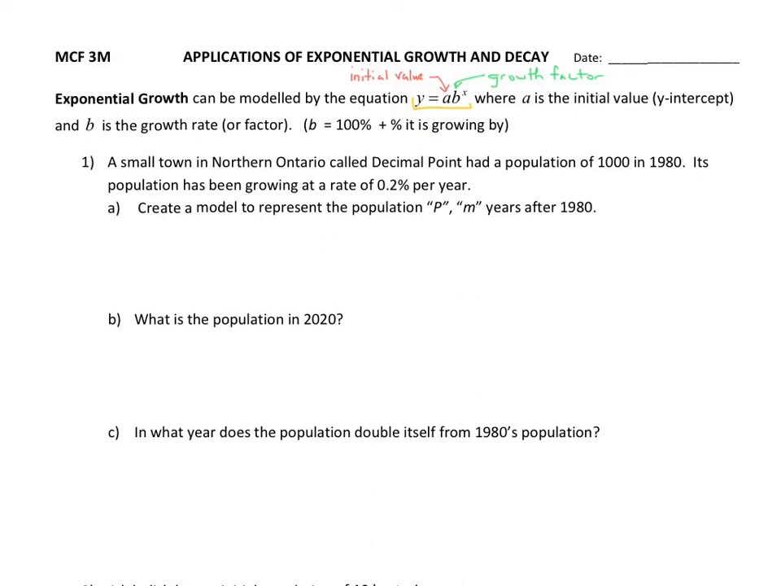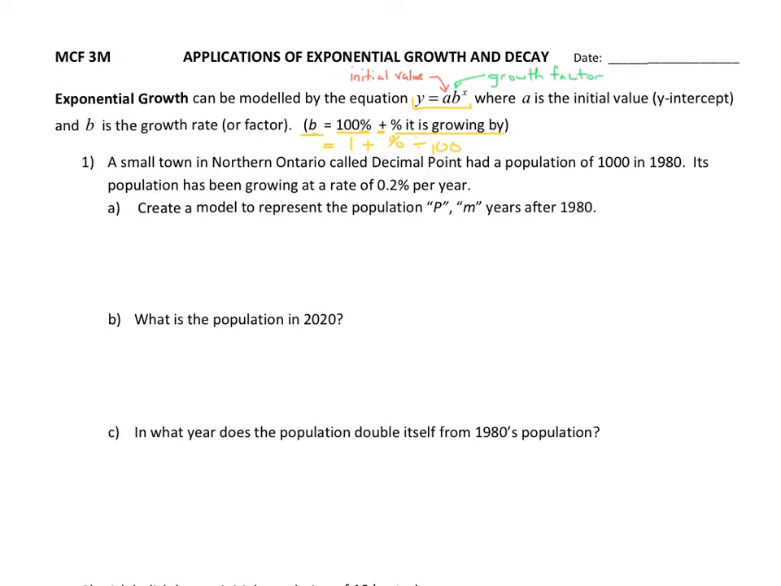Remember, the a is that initial value or your y-intercept. The b is the rate at which you are growing. It's your growth factor. So b is always starting at 100%, and when you have growth, you're adding the percent it's growing by. And then, of course, you change those into decimals. So 100% really is a 1. And then your other percent that you're going to be growing by would be that percent over 100. So you would take your percent and divide it by 100 to change it to its decimal form.